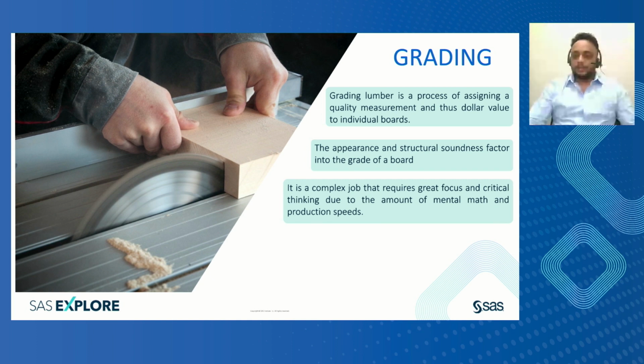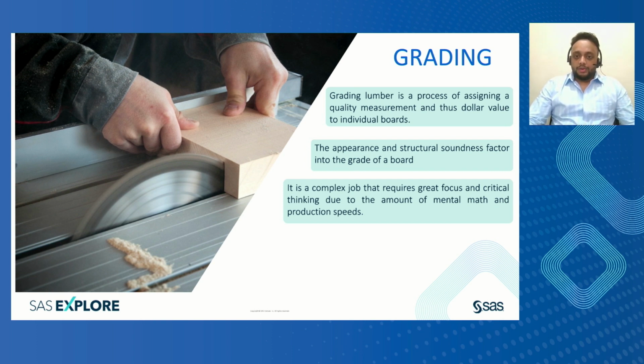Grading is basically a process of assigning a quality measurement to a particular raw timber to make it finished lumber and giving it a dollar value. You might be thinking this is a simple job, but it is not a simple job to grade a particular raw timber into various grades. It involves a lot of processes, and it is complex and critical thinking, where we also need production speeds to achieve that particular grade.